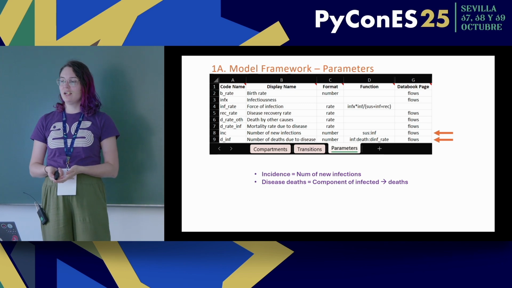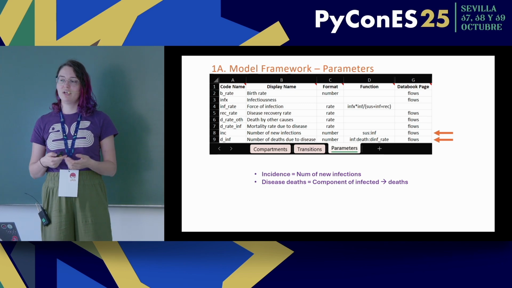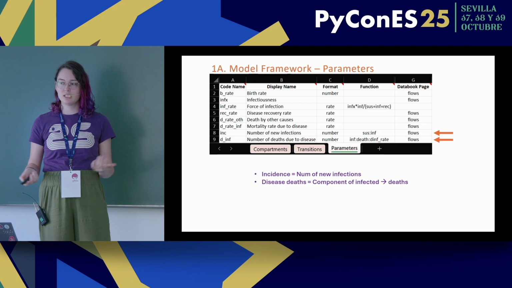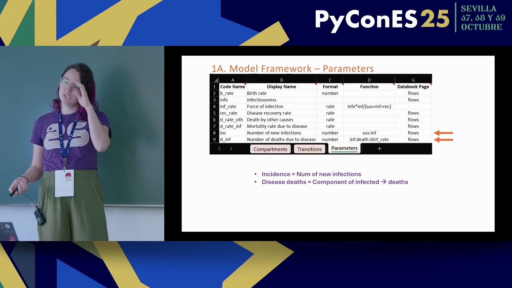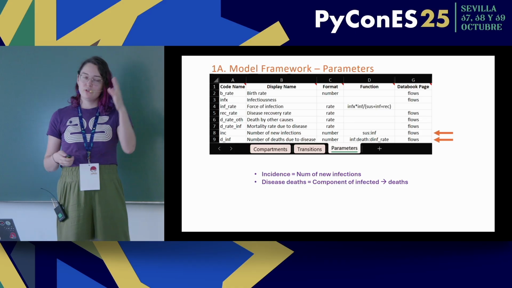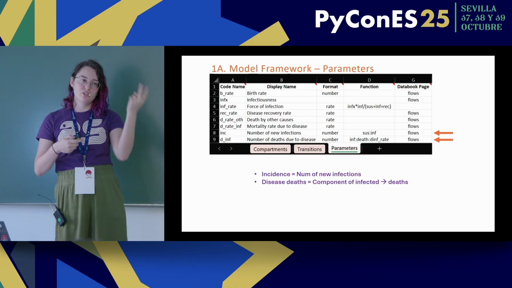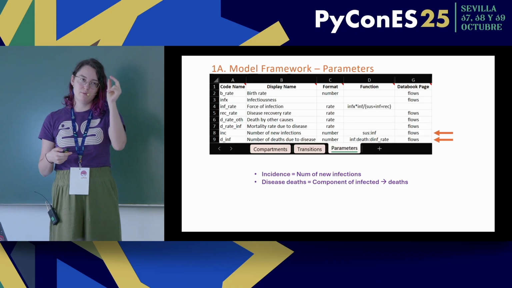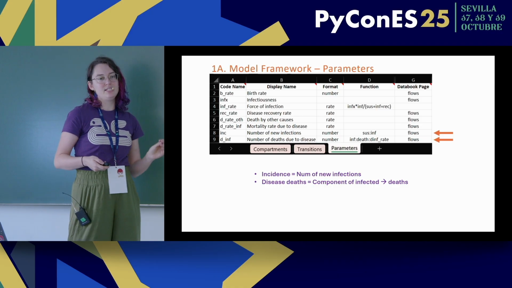So in this case, I've added the incidence, which is defined as the number of new infections per time step or per year, and also the disease deaths. So that is the component from infected to deaths. Remember, we had 2 death rates. We're only looking at the component that is deaths due to disease.